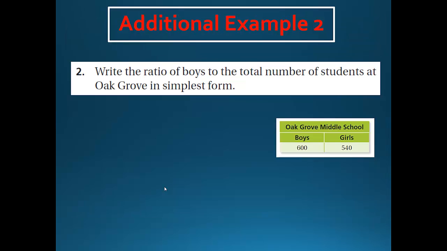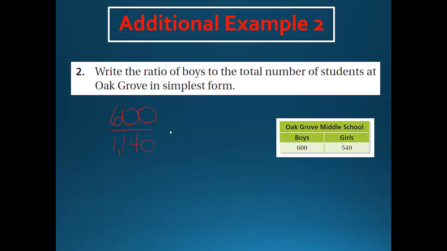Now we have an additional example. You can pause the video and try it on your own, or you may follow along. Write the ratio of boys to the total number of students at Oak Grove in simplest form. Once again, we have our table. There are 600 boys and 540 girls. If you add those two numbers up, you'll get 1,140. So the ratio of boys to the total number of students would be 600 over 1,140.